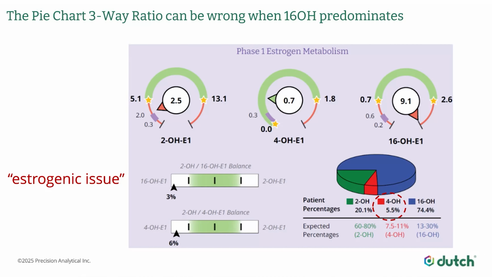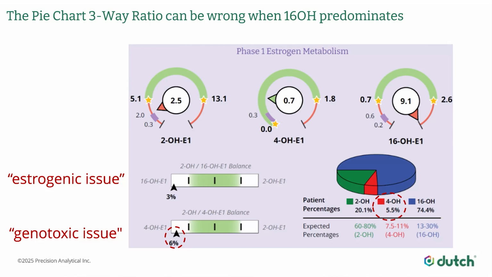But when we look at the 4-hydroxy, the range is 7.5 to 11% on the pie chart. But because the 16-hydroxy is so big, it's actually below range, which kind of gives you the message that there's very, very little of the 4-hydroxy. But remember, the 4-hydroxy is competing only against the 2-hydroxy, and that is this genotoxic issue. And we can see from the slider that when you only compare those 2 metabolites, the 4-hydroxy is actually winning out in that comparison between the 2-hydroxy and the 4-hydroxy.